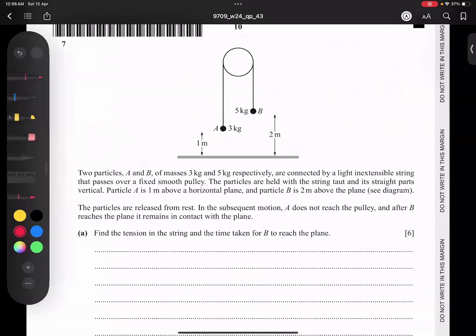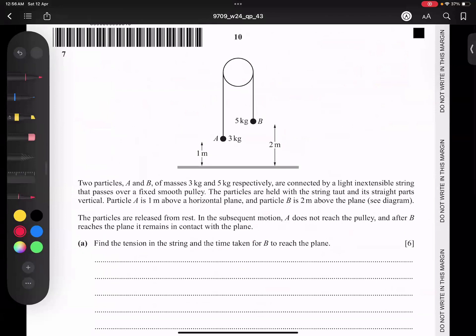Question number 7 is what we have. Two particles A and B, with masses 3 and 5 kilograms. You can see here, they are connected, 3 and 5. First he's asking, this is 1 meter height, and this, you can see clearly, is 2 meters height. The data is very clear.